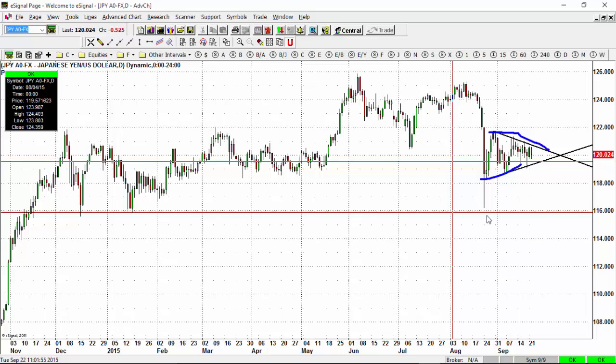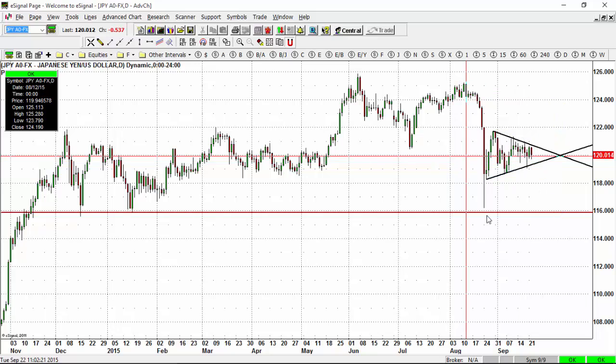And position traders will also see that this market is not really doing much at this point in time. But when it does break, let's say it breaks up or it does break down, if it breaks to the downside, we could see a move down to 116. And if it breaks to the upside, we could see the market challenge this 124 level and also this 125 swing high. So again, markets are in consolidation.